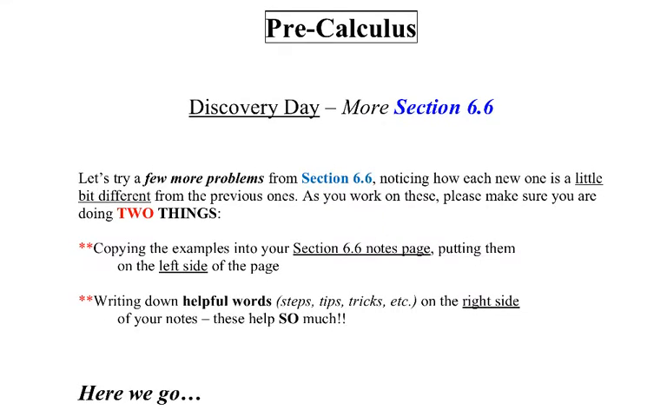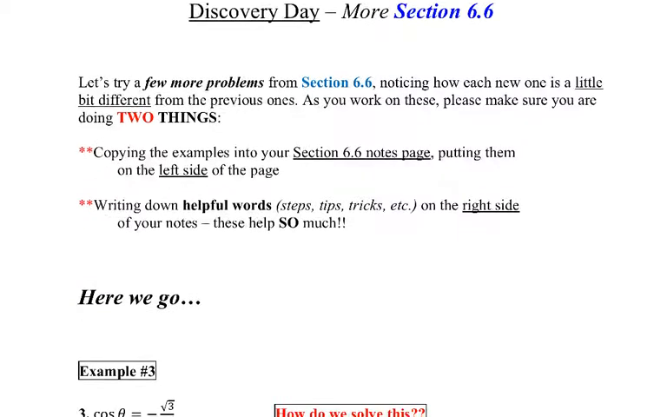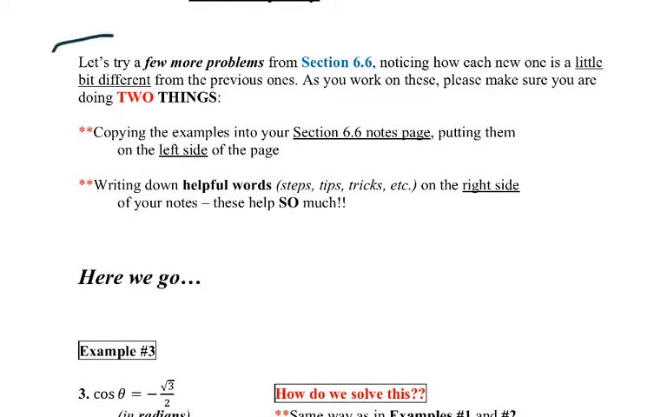So let's do some more problems from section 6.6. And as I suggest here up on the top, the best thing you can do is really keep writing words on the right-hand side of your notes on what did you do for this problem, especially what was different in this problem that you didn't do in another problem. These really do help so much, from experience from using these notes for years and years in the past. All right, let's keep going.